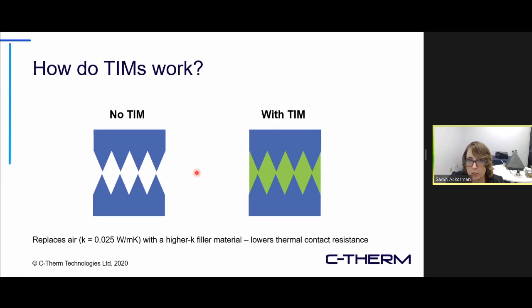Its thermal conductivity is around about 0.025 watts per meter Kelvin. To put that in perspective, the thermal conductivity of copper is about 400 watts per meter Kelvin. So because of that, even a very thin layer of air is going to pose a very high resistance to heat flow. But if you fill in that air gap with something else, like a thermal interface material, this is going to lower your thermal contact resistance and greatly improve the efficiency of the heat transfer, and therefore the performance of, for example, a heat sink attached to an electrical component.